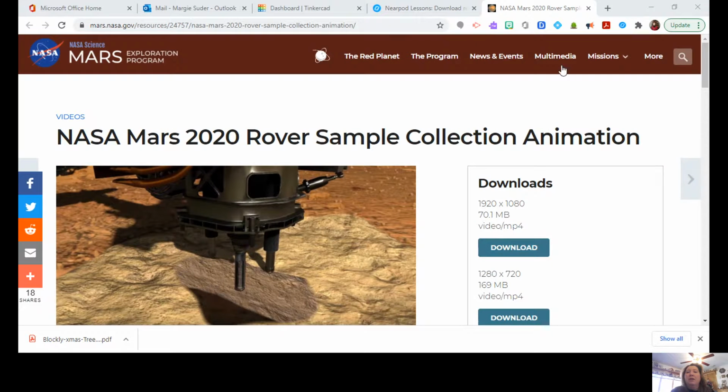It shows how we look at your core sample, and the rover and what the rover is doing. Sorry about my phone, it just keeps ringing today. I'm not sure what's going on with that. So let me see if I can show you that. Okay, let's look here.